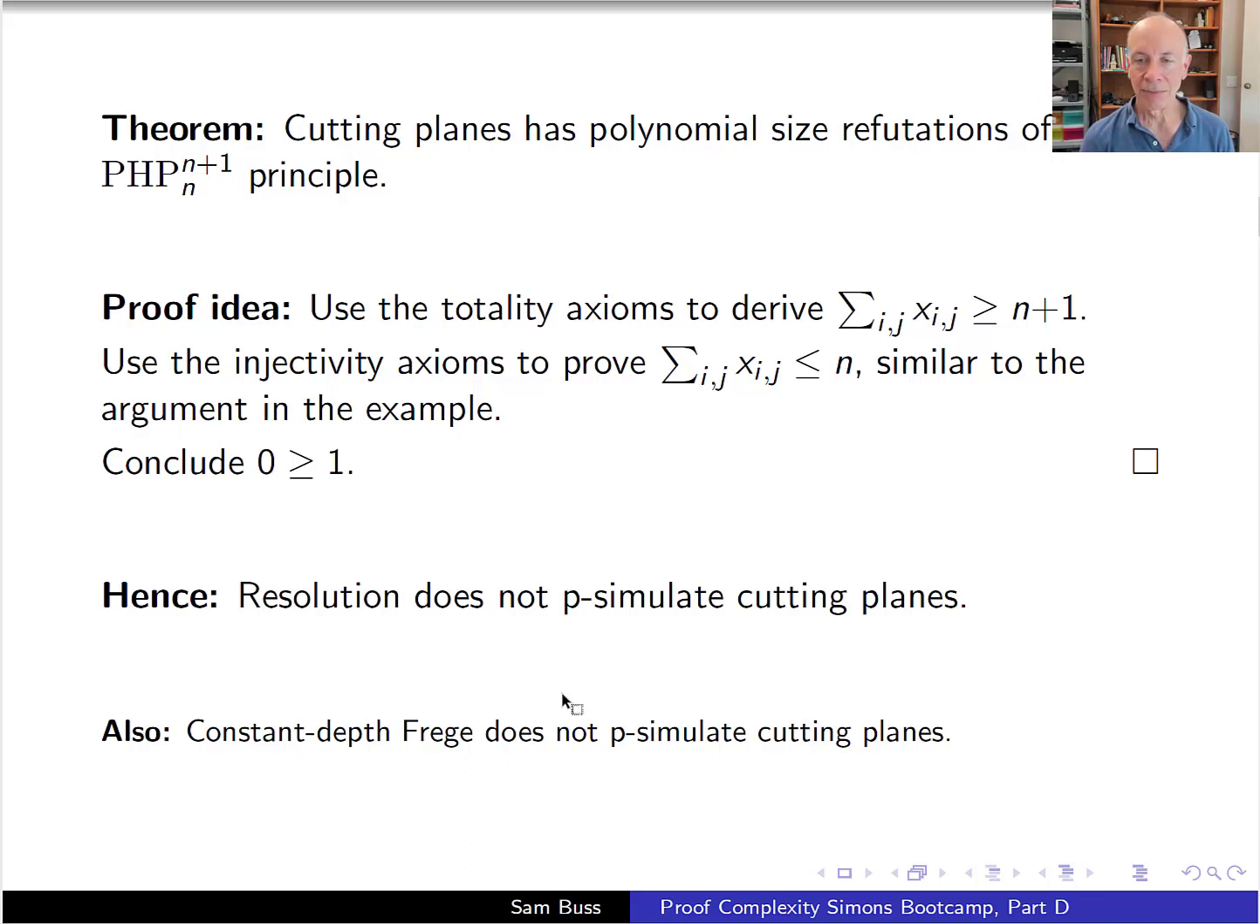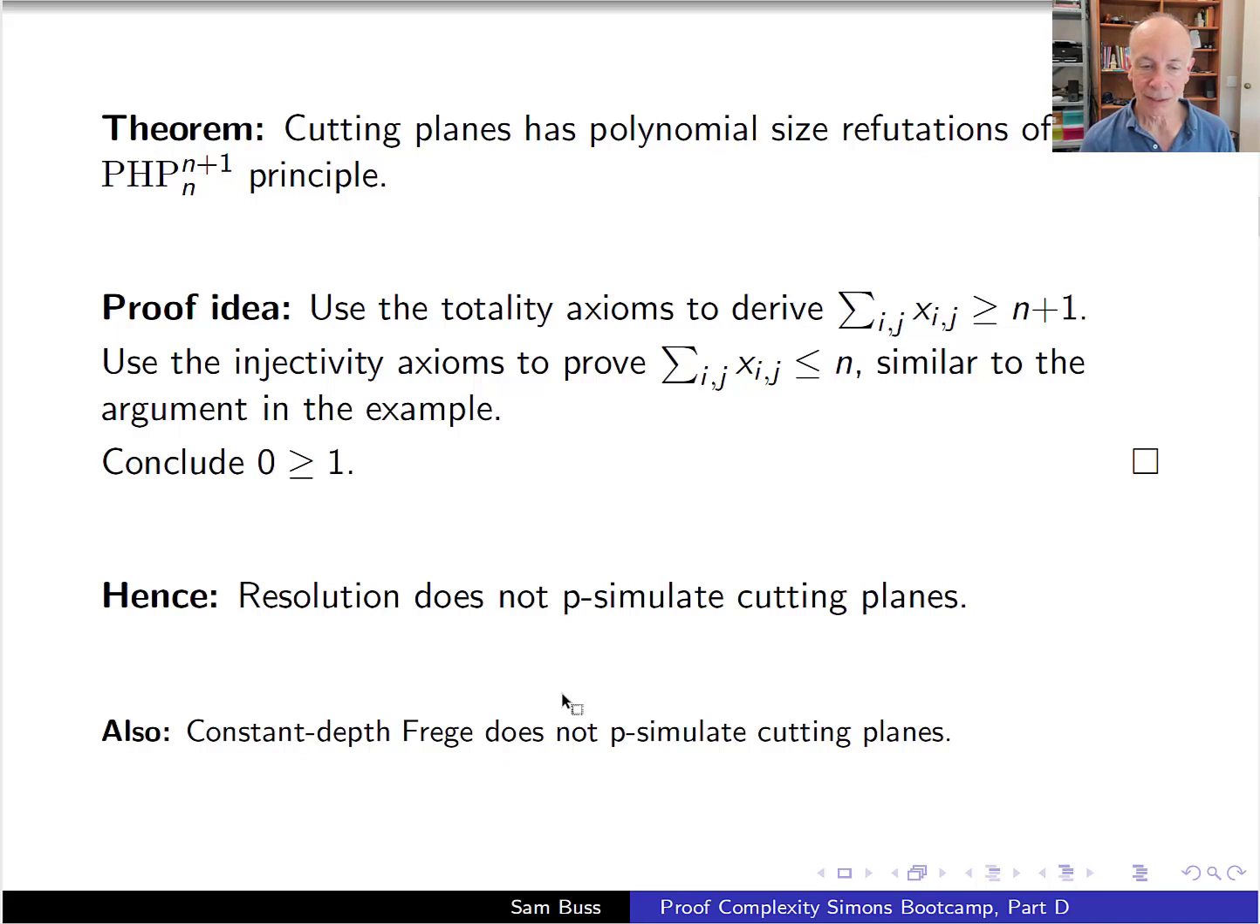So now we get the summation over all variables xij is greater than or equal to n plus 1, and also the summation of all xij's is less than or equal to n. What I mean by that is negating both sides of that. So the sum of the negative of the xij's is greater than or equal to minus n. And then we add those two things together to conclude that 0 is greater than or equal to 1. So that's a nice simple proof, and cutting planes is ideally suited to do it because it can just directly sum things up.